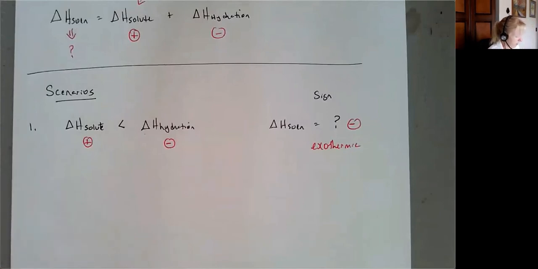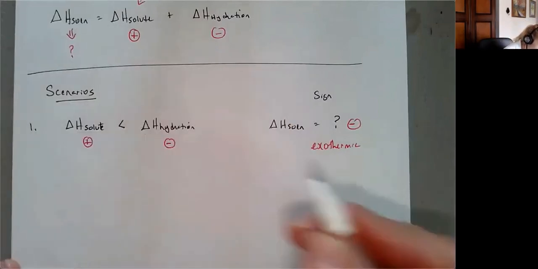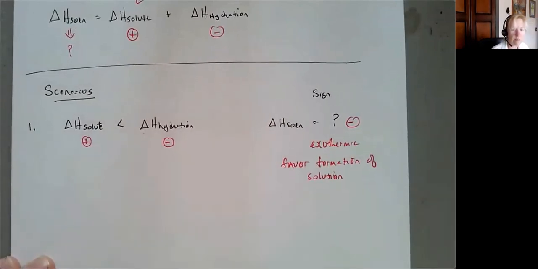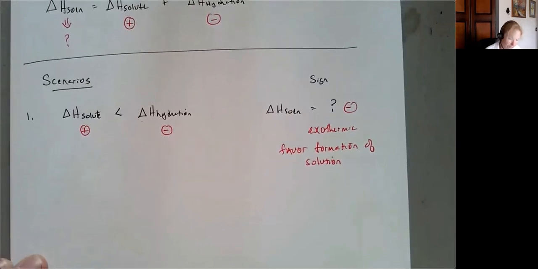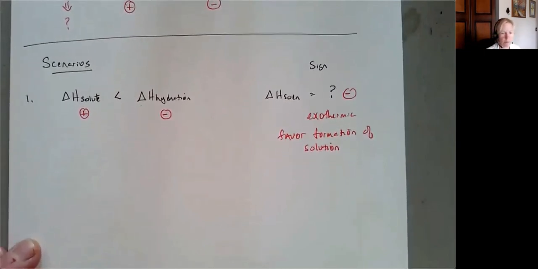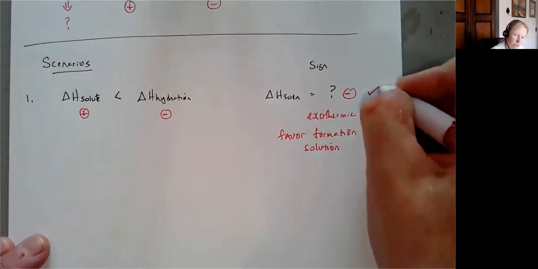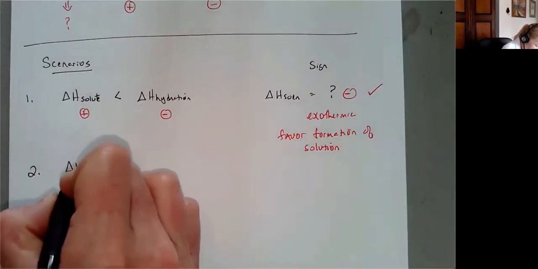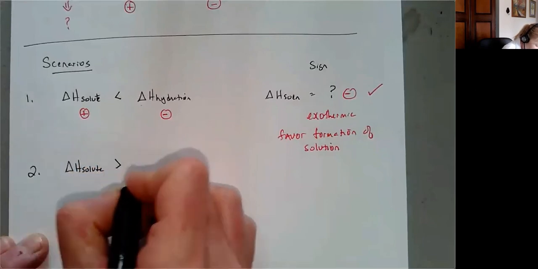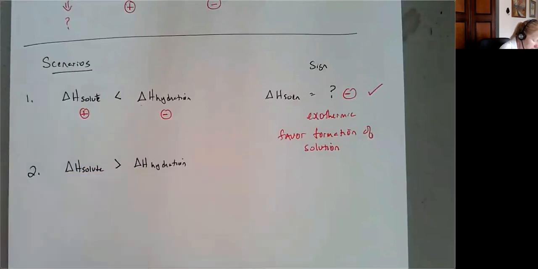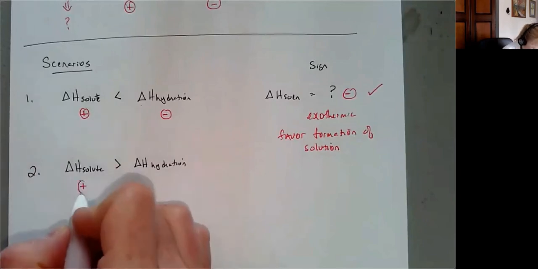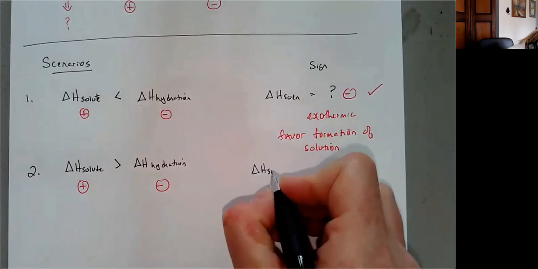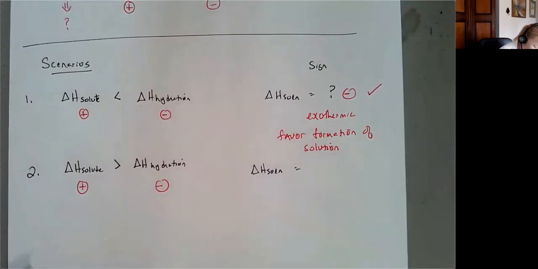So if you have an exothermic process, you're going to favor the formation of a solution from an enthalpy standpoint. And remember, it's always already favored from an entropy standpoint. So this, you will have, your solution will happen. Okay. So let's say I have scenario number two, where my delta H of my solute is greater than my delta H of hydration. So my signs here are always going to be the same. This is positive, this is negative. Now my delta H of my solution is going to have a positive value.